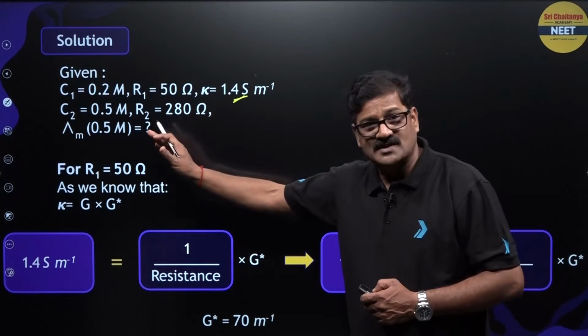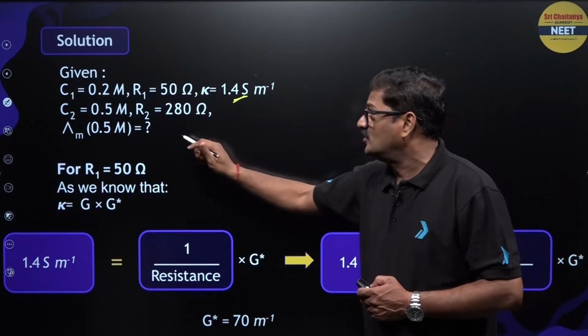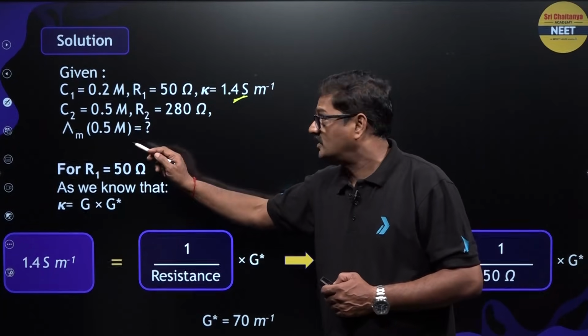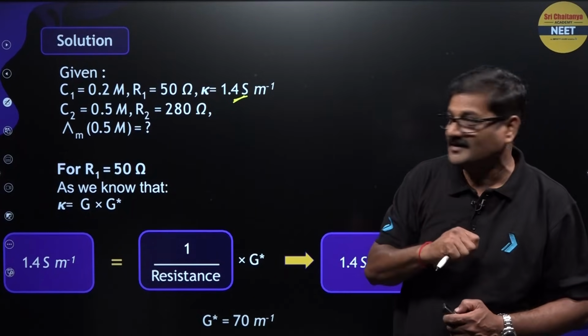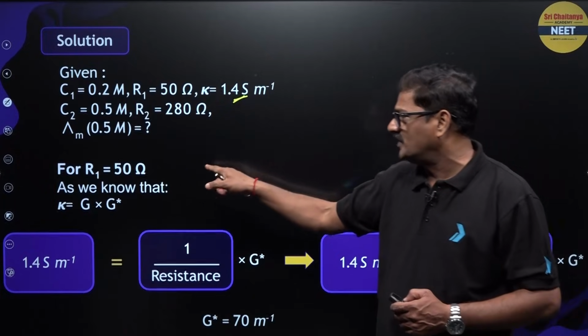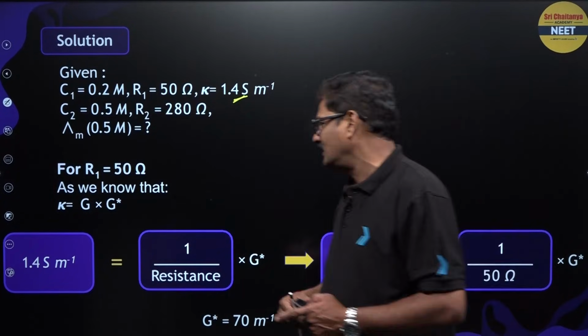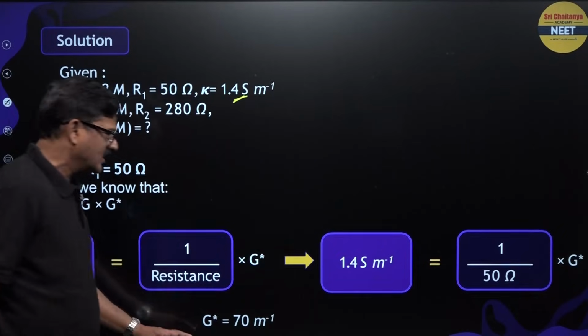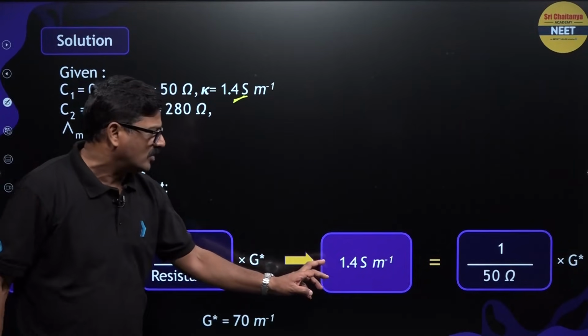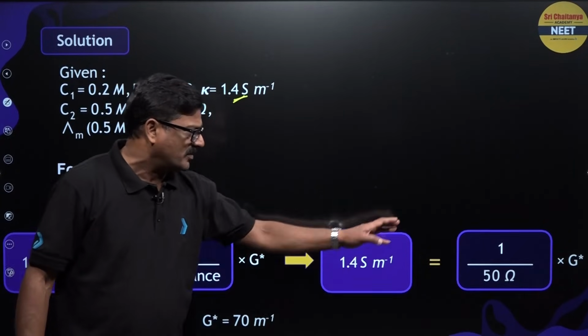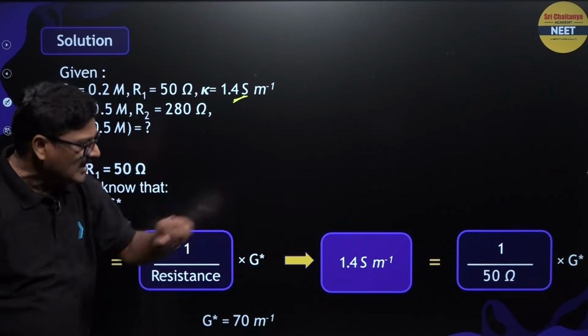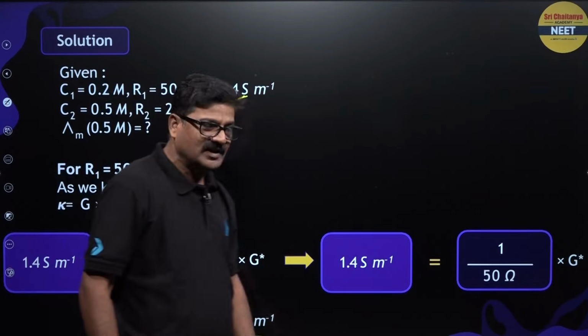And C2 is given and R2 is given. You are asked to get the molar conductivity of C2. For R1 50 ohms, K is equal to 1.4 Siemens per meter. 1 by 50 inverse into G star, and G star comes to be 70 meter inverse.